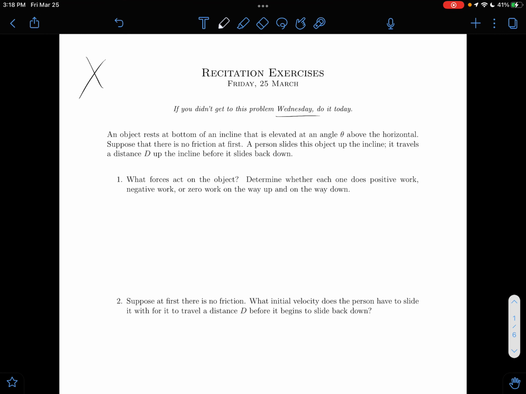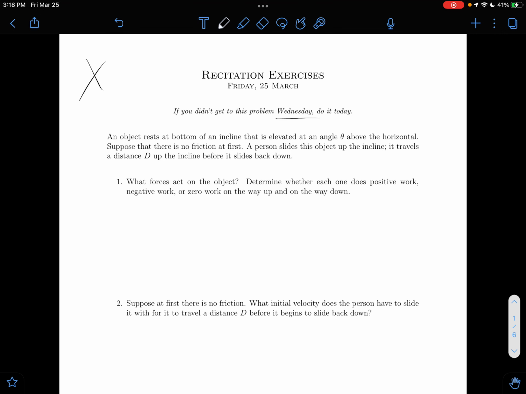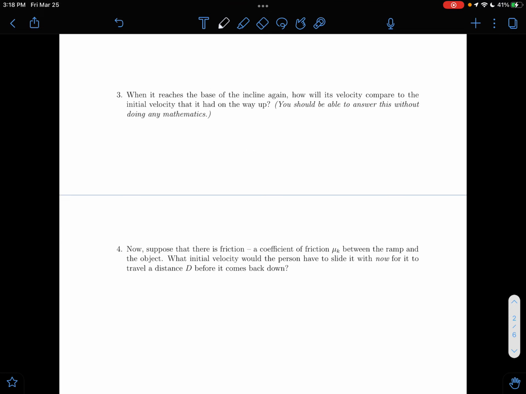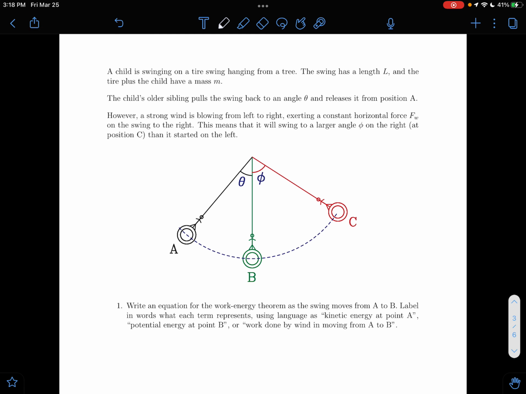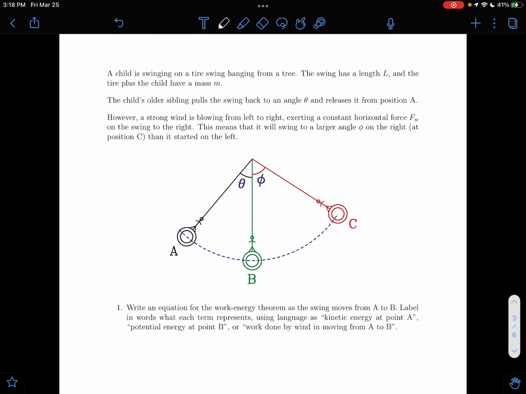If you didn't get to it, we're starting with it today, but I have the walkthrough for this problem on Wednesday's recitation video, so take a look at that. I'm not gonna do it again. I'm not gonna waste your time. So let's move on to question 2.